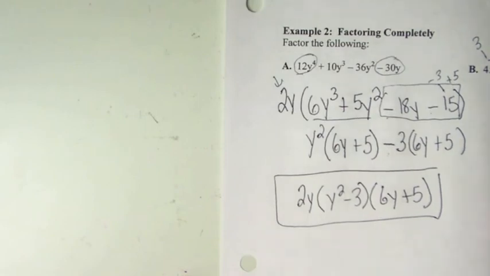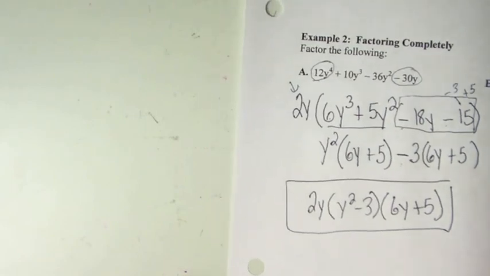Okay, and then letter B. Letter B does not come out. There were some mistakes in that example, so we're not going to be able to do example B.